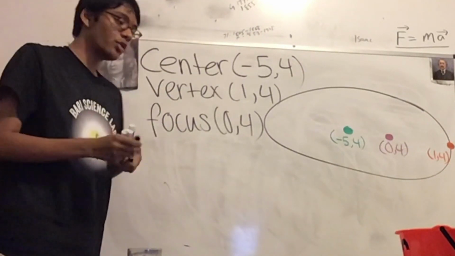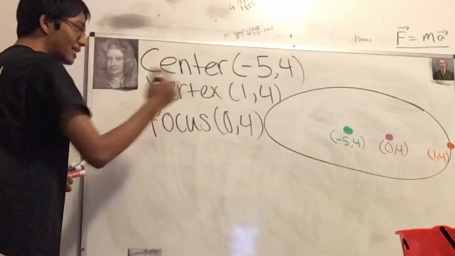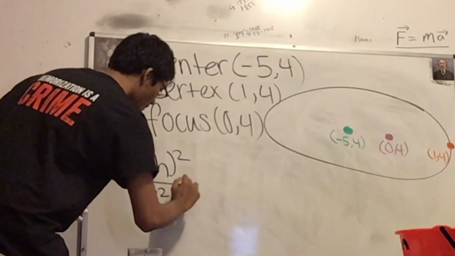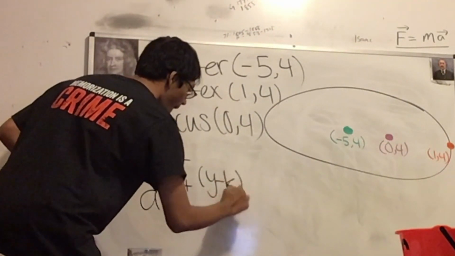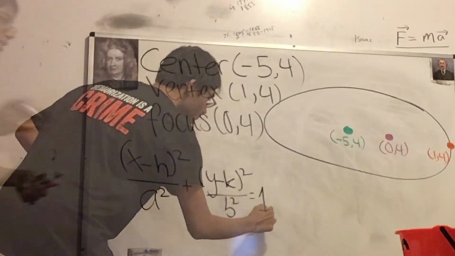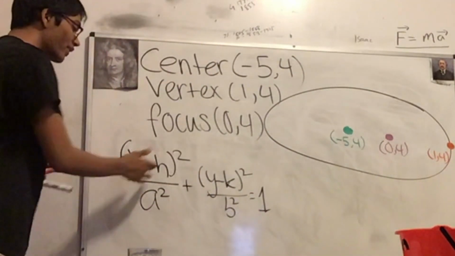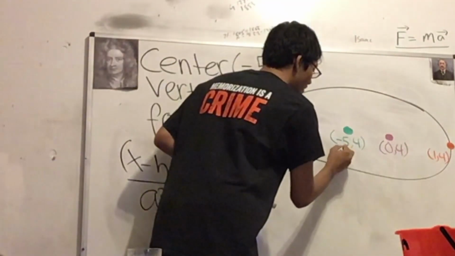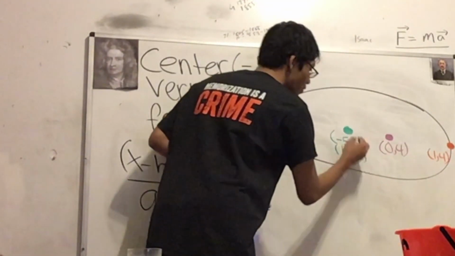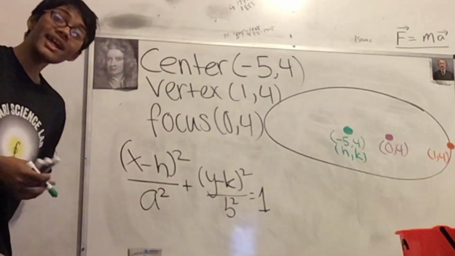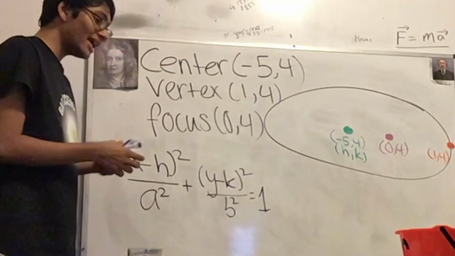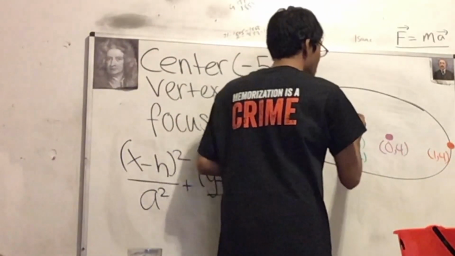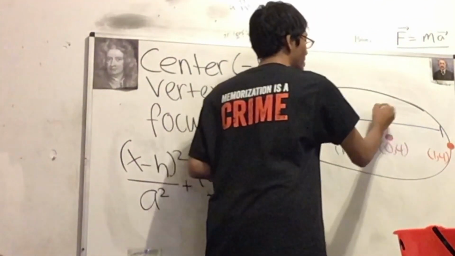Now, given these three pieces of information, I want to find out the equation for my ellipse. Now, what's the standard equation for any ellipse? Well, at least for a horizontal ellipse, it's going to be (x minus h) squared over a squared plus (y minus k) squared over b squared equals 1. So let's see which of these pieces we have. First of all, do we know h and k? Well, yes, we do. This is our h value, the x coordinate of our center. This is our k value, the y coordinate of our center. Do we know a? As a matter of fact, we do. The a value is going to be the distance from my center to my vertex.